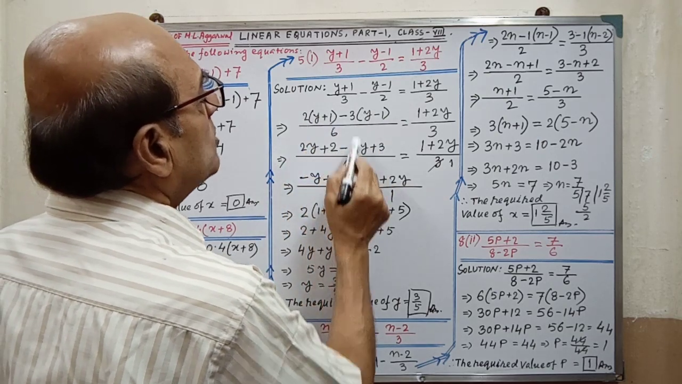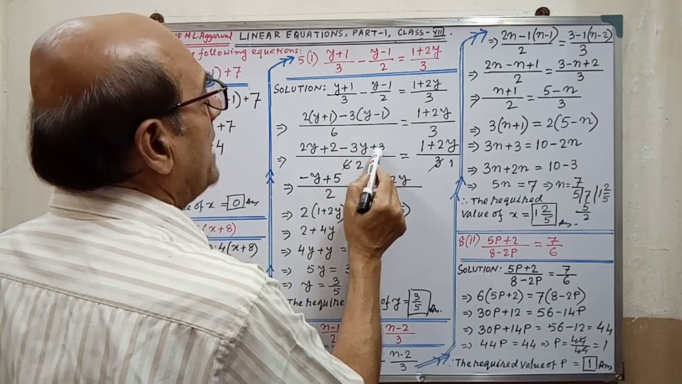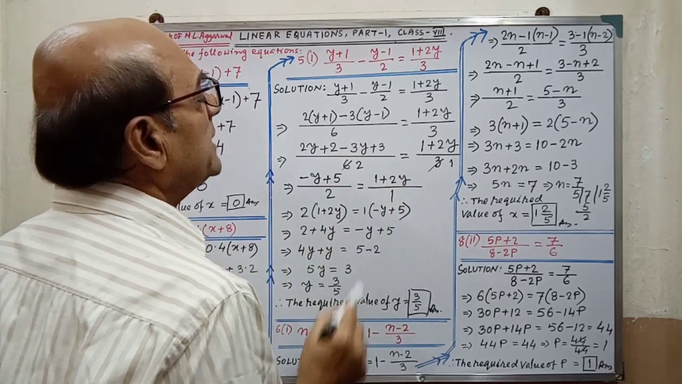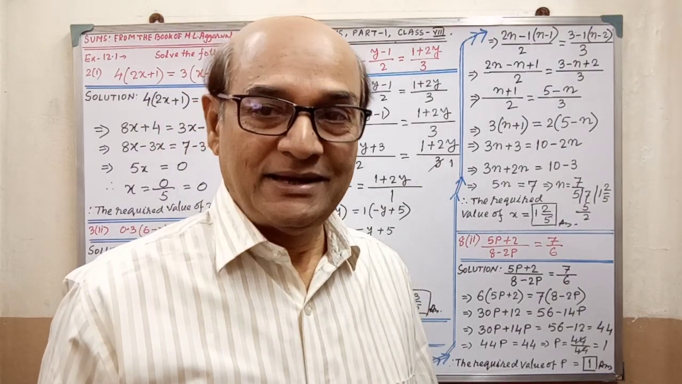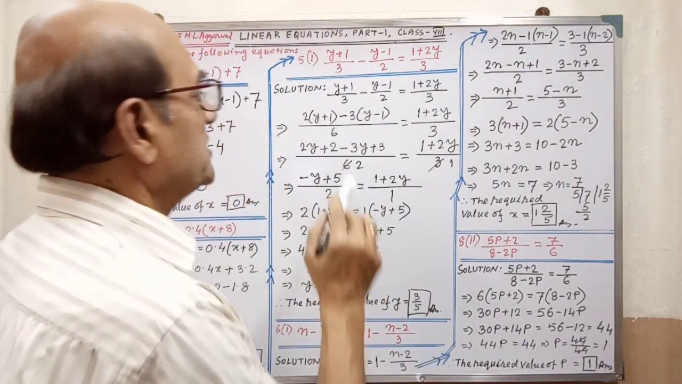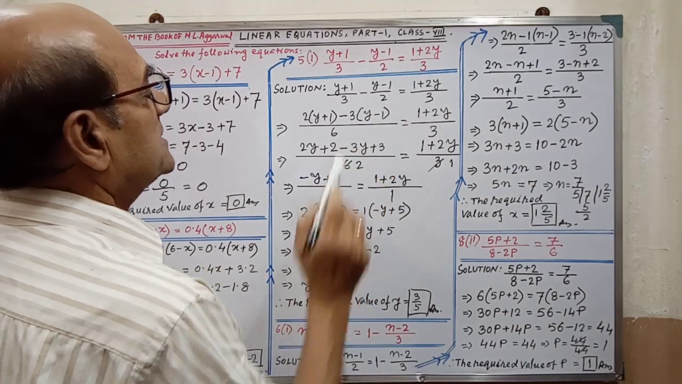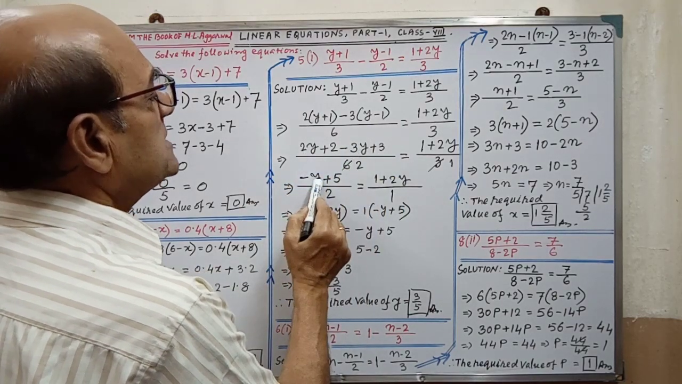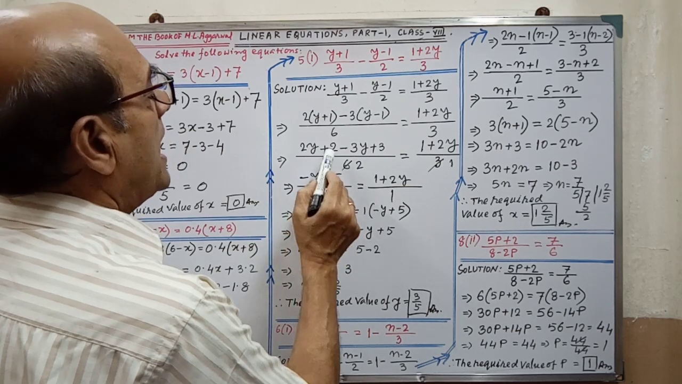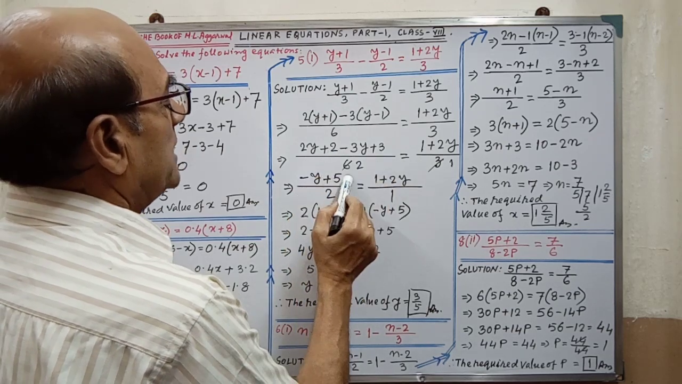Here minus 3y, you have to notice this attentively. Minus always, it will be plus. This point you have to also notice attentively. This is the plus 3. Then we have to simplify. Minus 2y minus 3y, that is minus y, and plus 2 plus 3, that is 5.